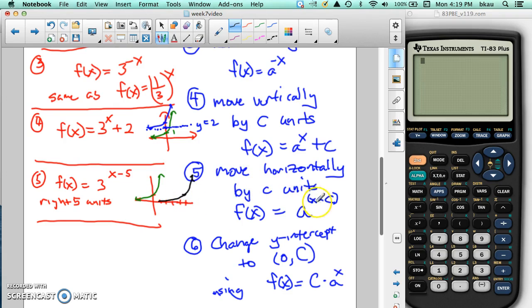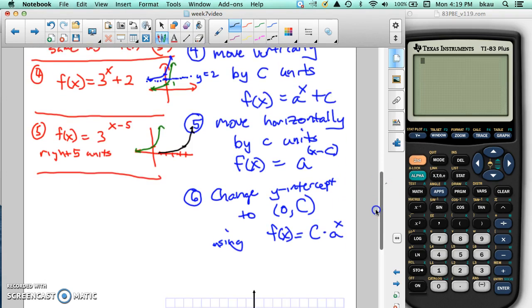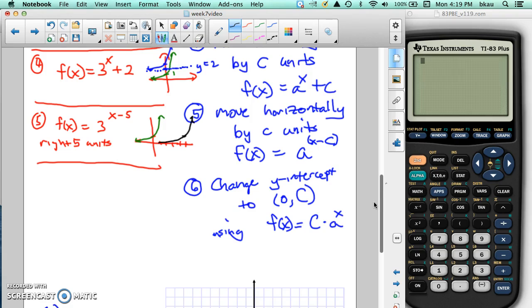Okay, so that's the x minus c in the exponent. And the last transformation is if we put a value in front of the a to the x, that's going to just change your y-intercept. So if we had f of x equal 4 times 2 to the x power, our original graph would go through 1.